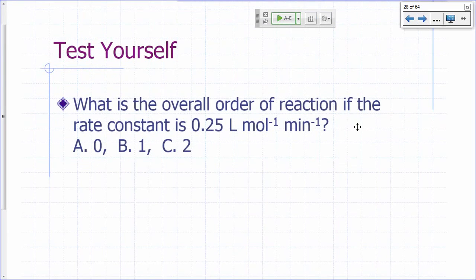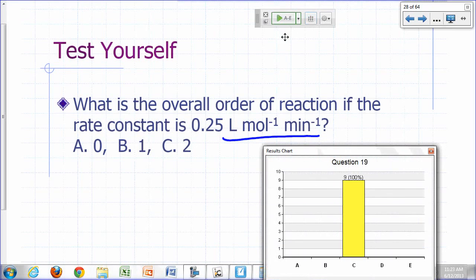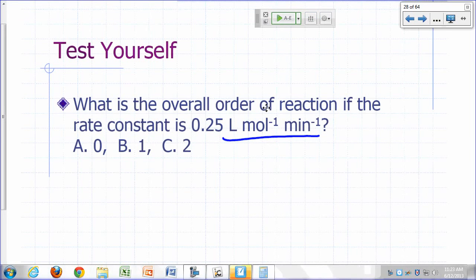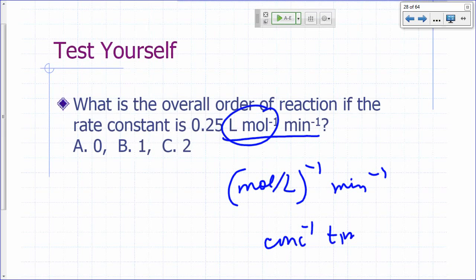Okay, how about this one? What's the overall order if the rate constant is 0.25 liters per mole per minute? Second order, very good. Because liters per mole is the reciprocal of moles per liter. So this is a reciprocal concentration unit times a reciprocal time unit, second order. Very good.